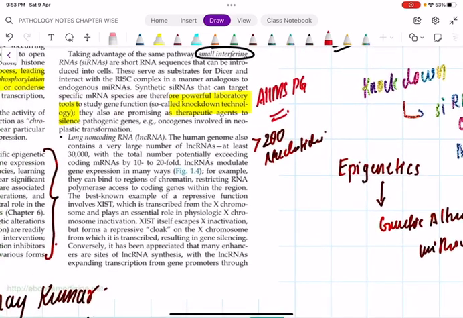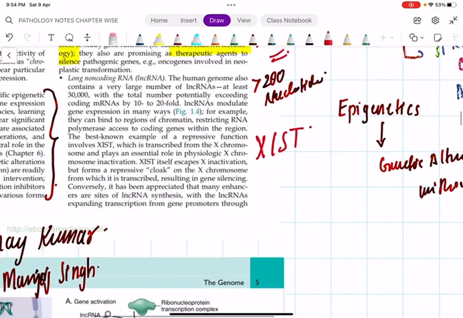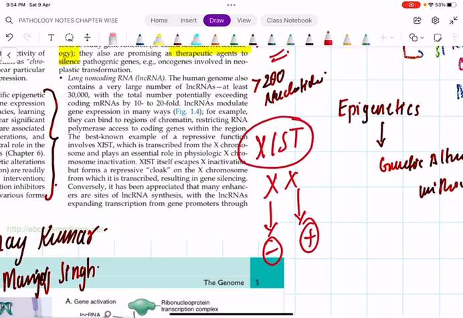Coming to long non-coding RNA, the best example of a long non-coding RNA. Long non-coding RNA means how many nucleotides? More than 200 nucleotides. The typical example of a long non-coding RNA is called XIST. In females, two X chromosomes are there. Out of that, one X chromosome is inactive and another X chromosome is active. So what the scientists are telling is, the long non-coding RNA called XIST is responsible for inactivation of one X chromosome. Out of two X chromosomes, one is active, another one is inactive.